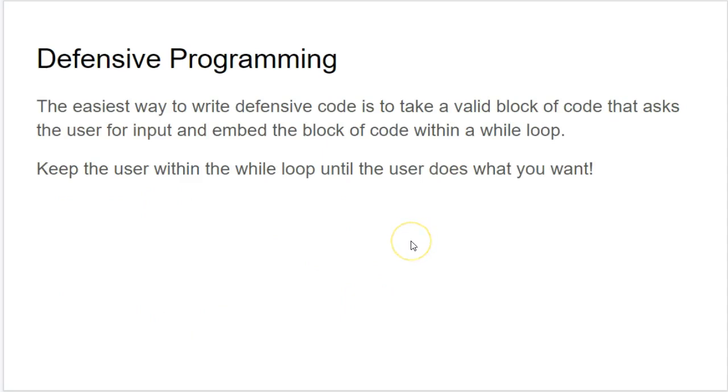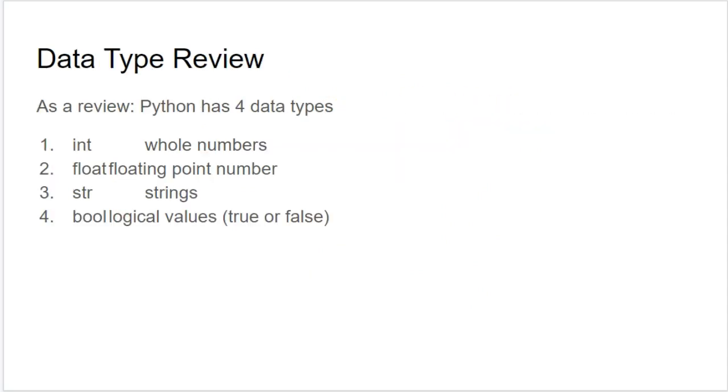The easiest way to write a defensive program is to take a valid block of code and make it the body of a while loop. Make the user stay in that while loop until they enter what you're looking for.